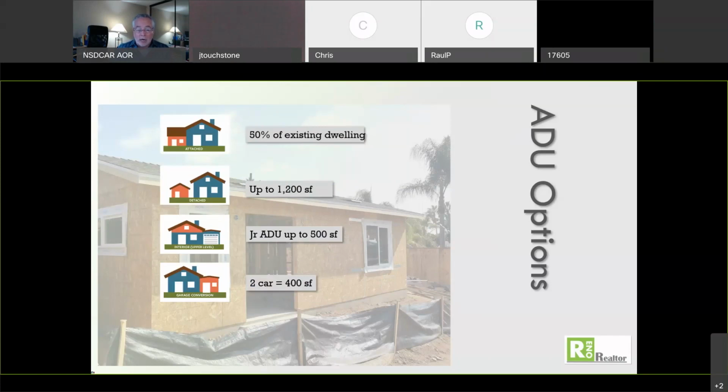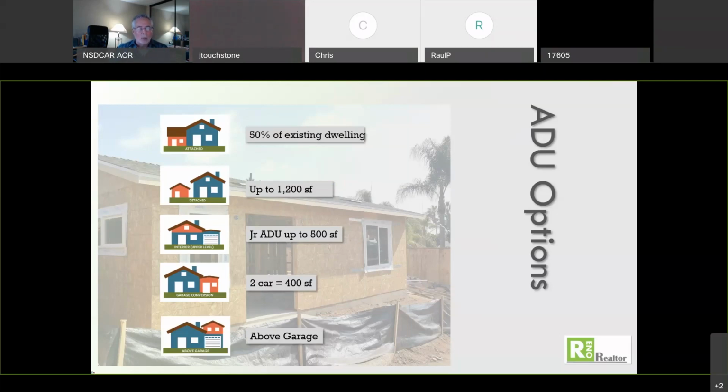We can convert a garage. So a two-car garage is 400 square feet. For those that need to visualize that, that's a small footprint. We can certainly do a loft kind of a unit in there. I think if we want to add a bedroom, we'll probably need to add to that. And we also can build above the garage.